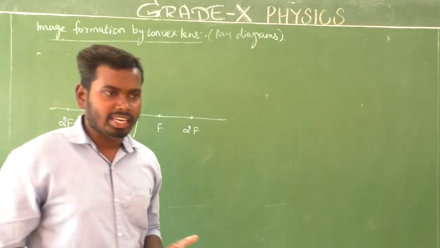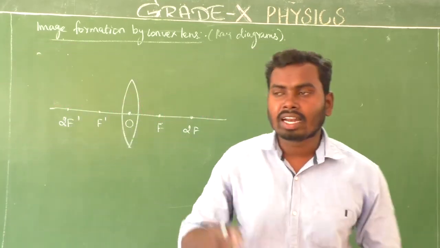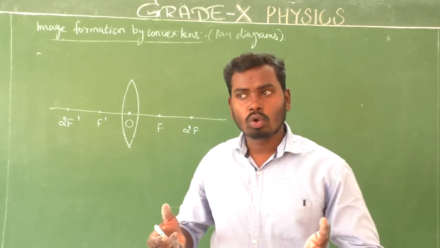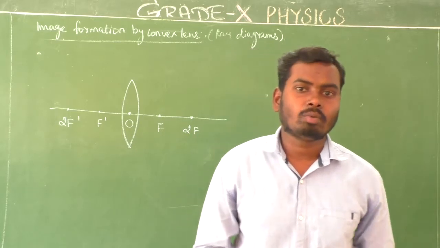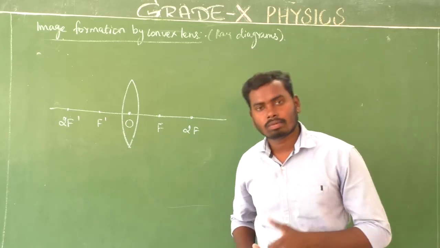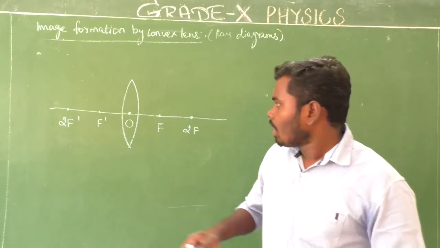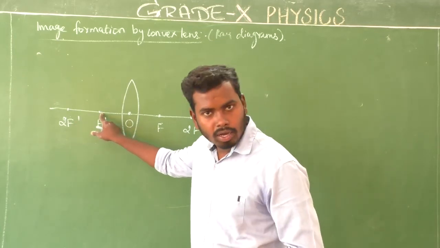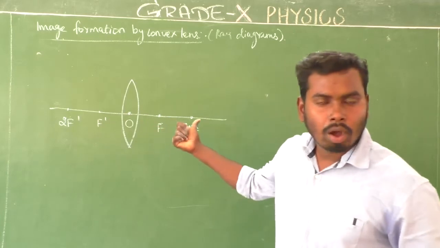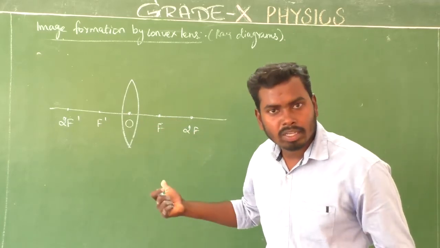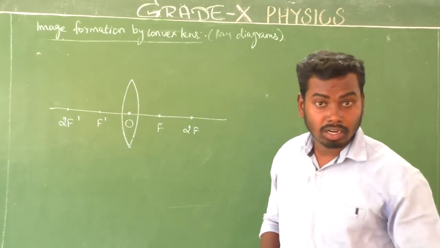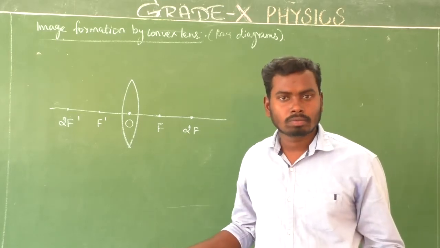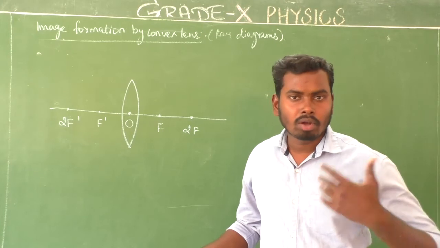Why do we need the ray diagram? Why do we construct the ray diagram? For example, I am going to place the object at focus. Do you know where the image will be formed? Do you know the nature of the image? Do you know the size of the image? No, we don't know. Even I don't know that.